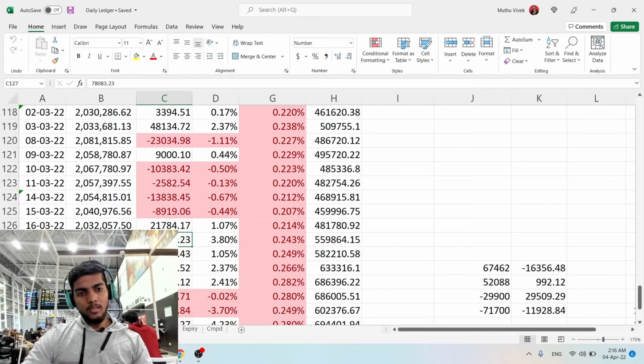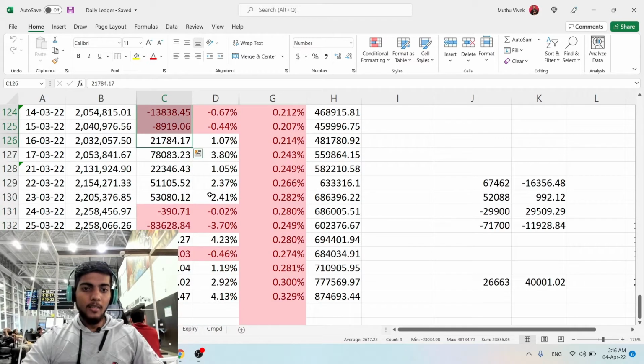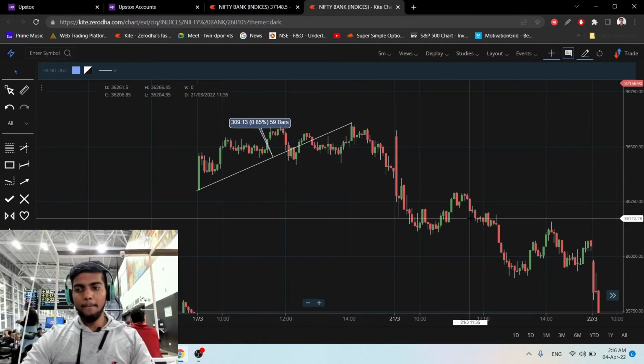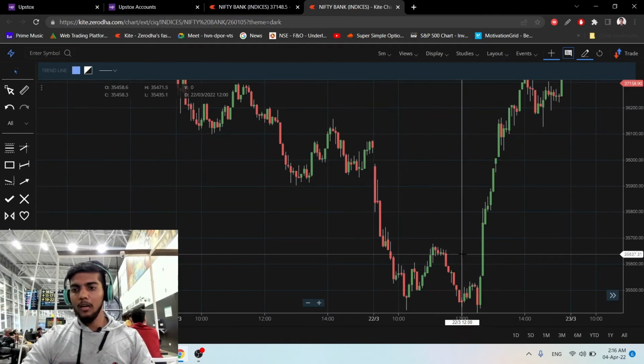I would say that day was the turnaround for the month of March. In the first 16 days we made a profit of just 23,000, and this was the turnaround. And after that, bang on. On the 21st, a downtrend, we captured the delta move.